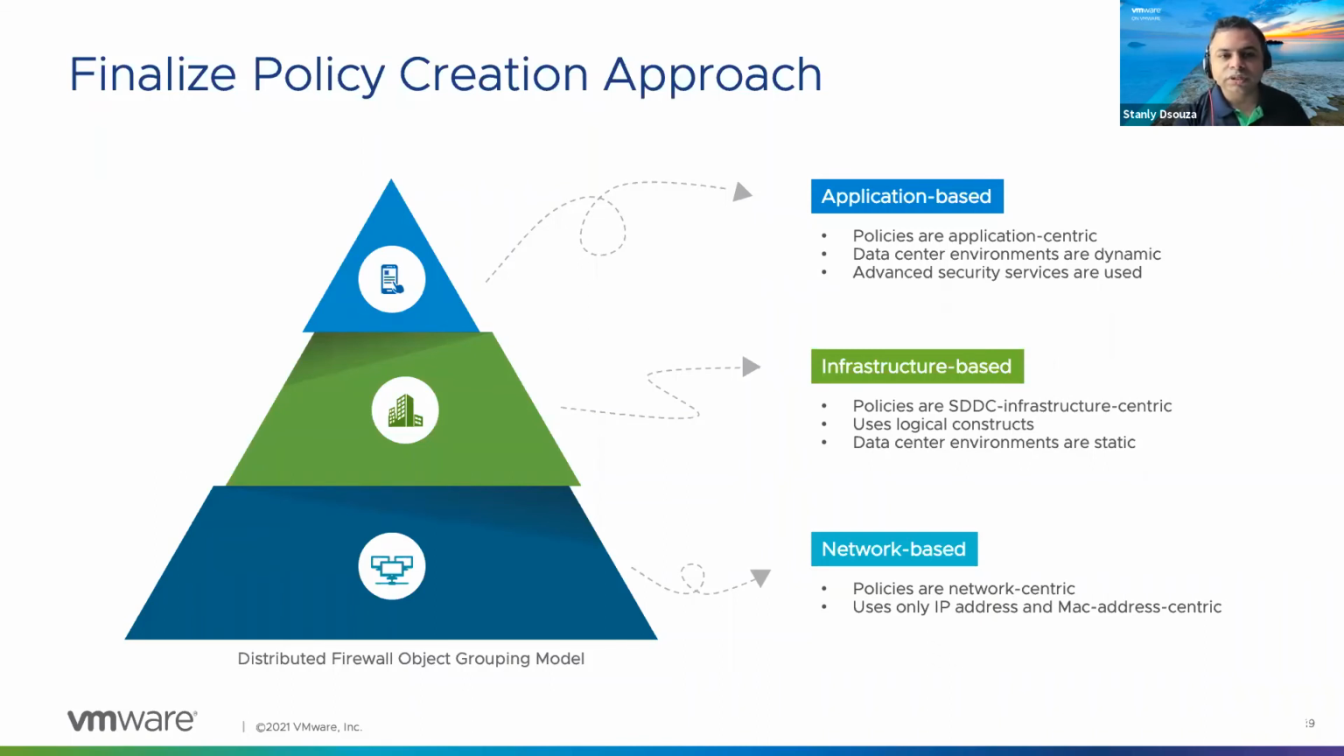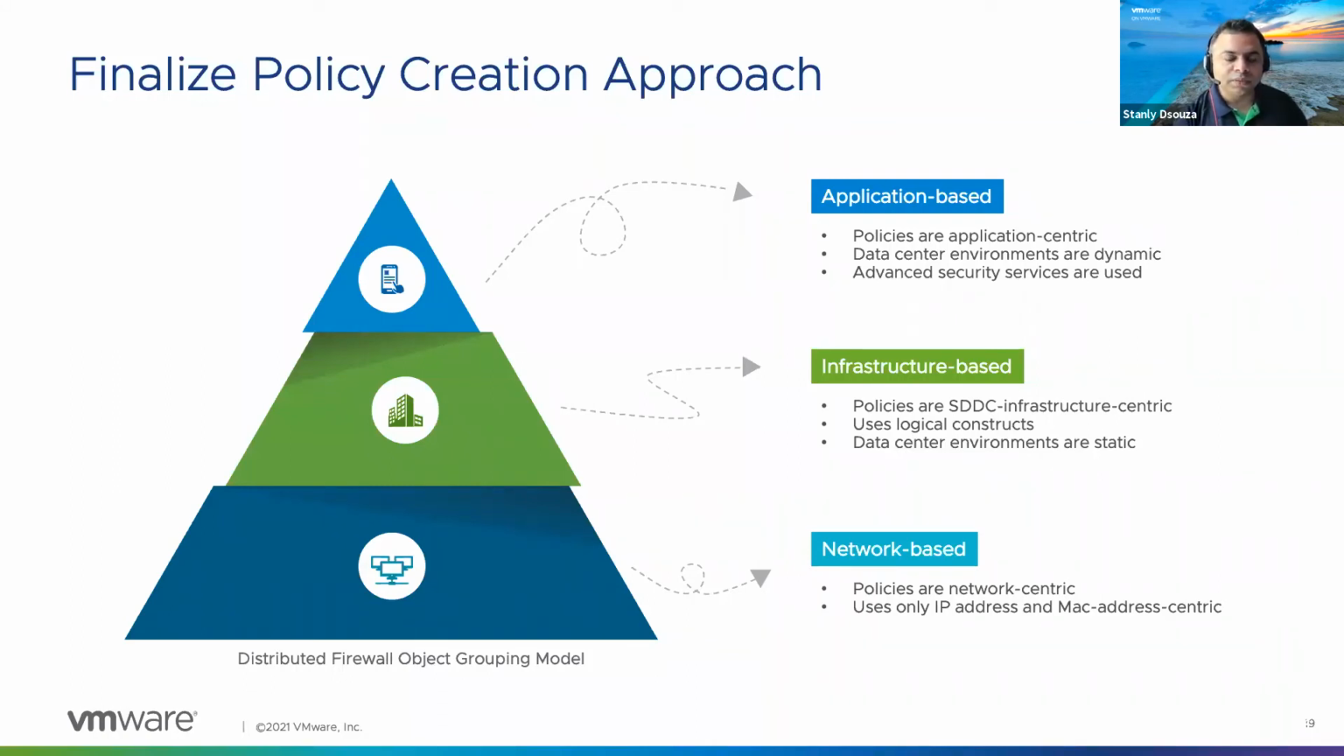So the next approach is the infrastructure-based. These are policies more SDDC infrastructure-centric. In this approach, grouping is based on SDDC infrastructure like vCenter, clusters, or a logical switch, or distributed port groups, etc. It is not recommended to use this infrastructure-based approach where there are no physical or logical boundaries. We can use infrastructure-based for global policies like DNS or NTP. This is a very good example for the infrastructure-based approach.